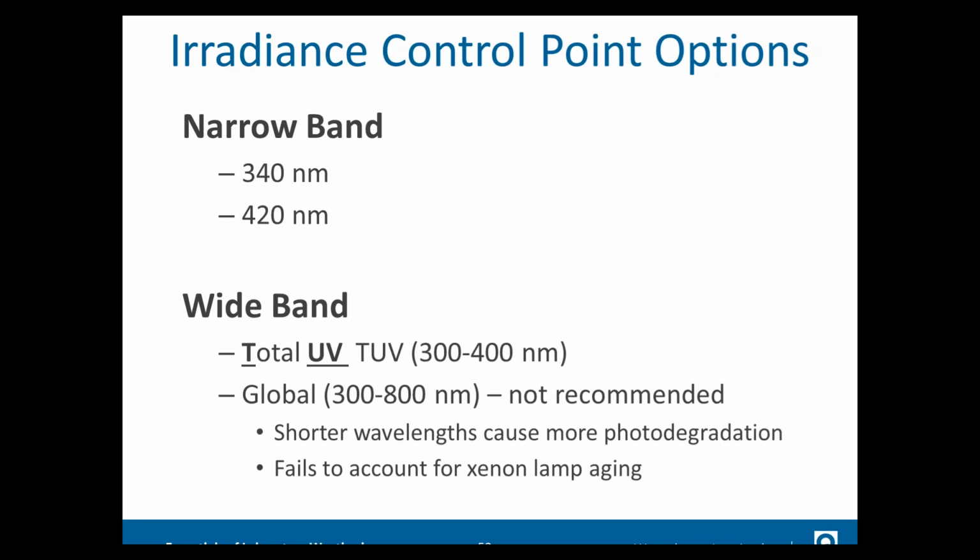The fourth one that we don't suggest using is global, which is 300 to 800 nanometers. The problem is that as xenon arc lamps age, most of the drop is in the UV range. So if you're controlling in that visible range, you're not going to be getting a similar UV output. And as we mentioned before, UV is the source of almost all degradation, which is why this is not a suggested control point.